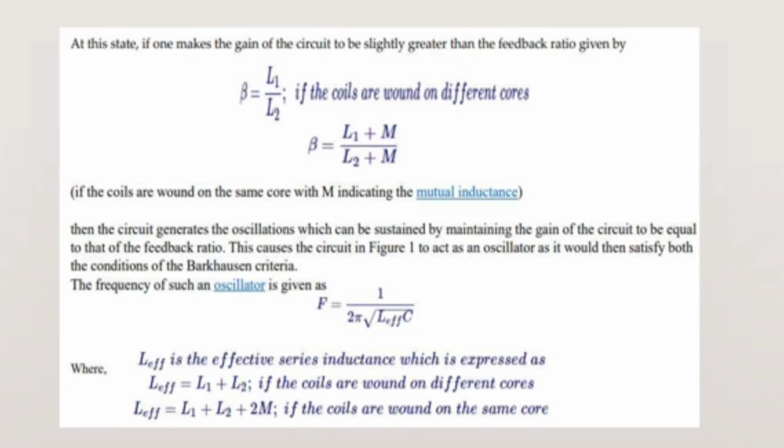The frequency of such an oscillator is given by f equal to 1 by 2 pi root of LEFF C. LEFF is the effective series inductance, which is expressed as LEFF equal to L1 plus L2 if the coils are wound on different cores, and LEFF equal to L1 plus L2 plus 2M if the coils are wound on the same core.